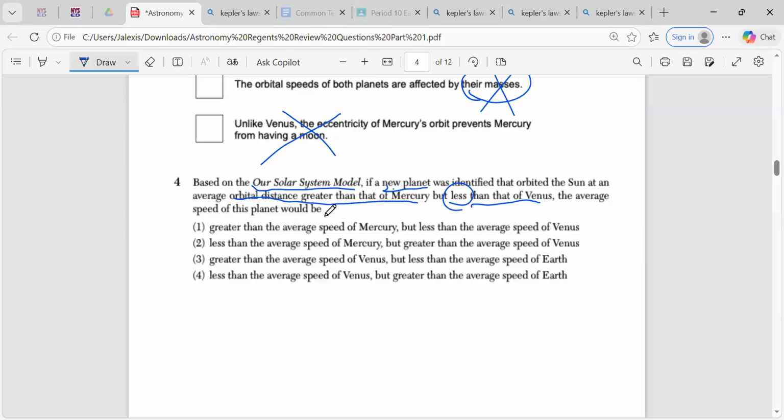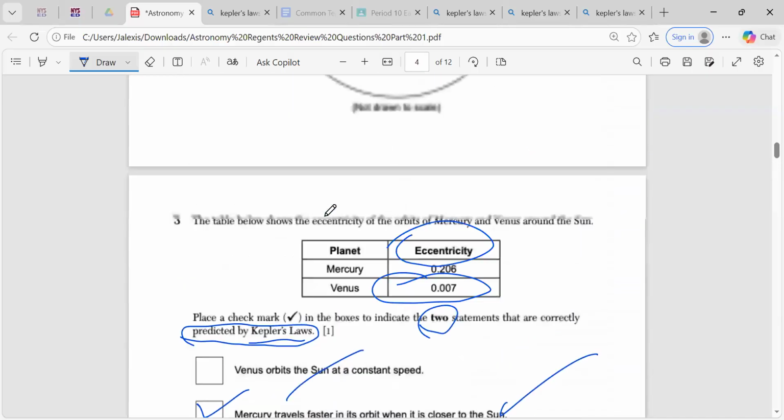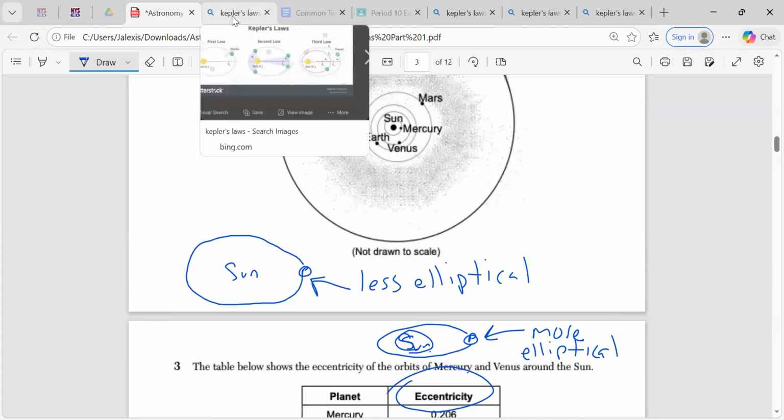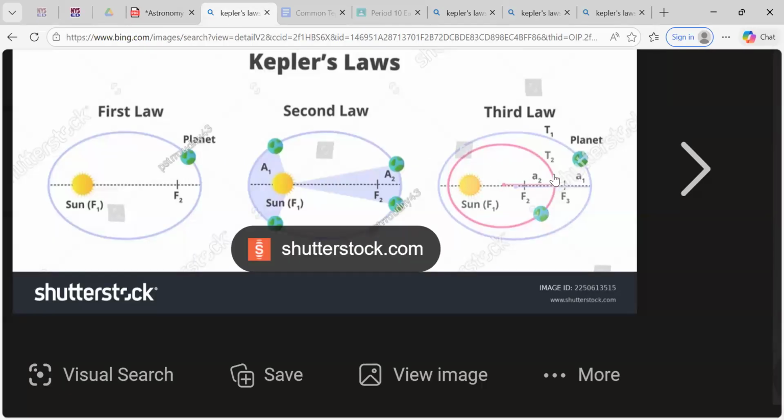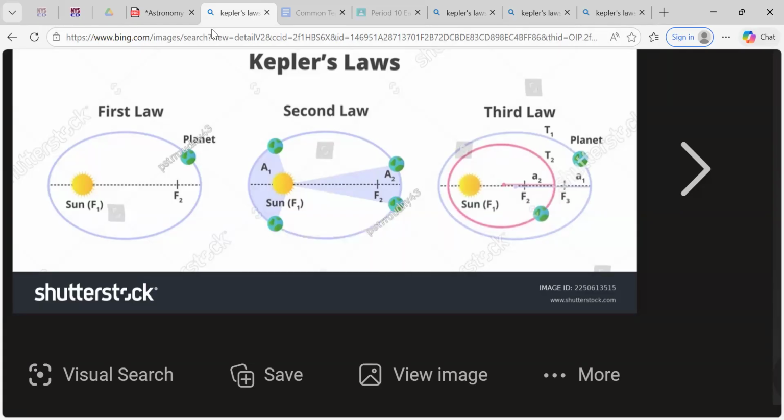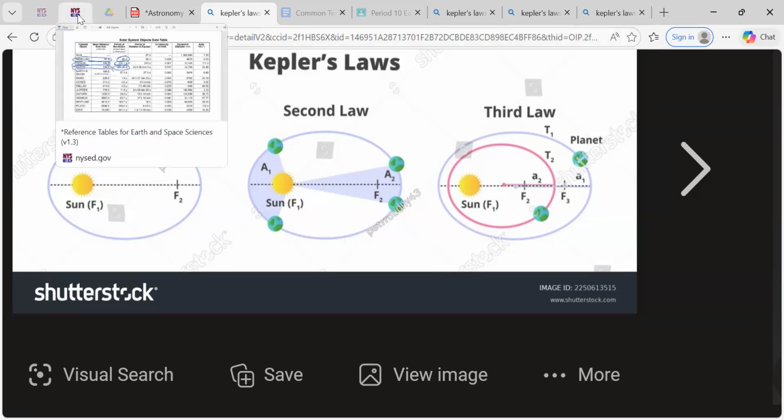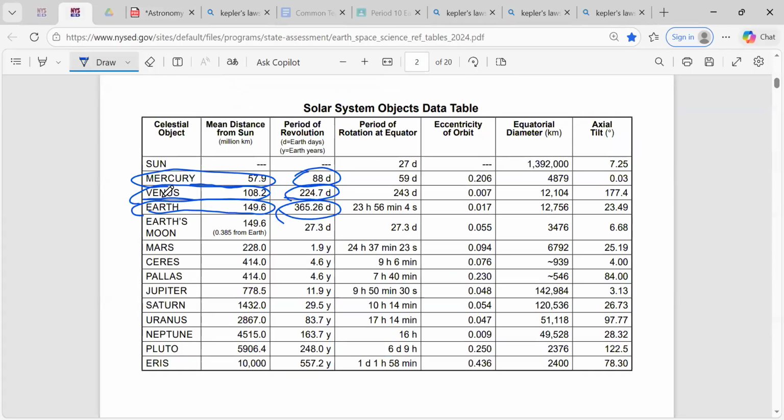All right, so let's take a look. And remember what we said about Kepler's third law. The third law states that the farther a planet is from the sun, the longer it's going to take to go around the sun. That means it will generally have a lower average speed. Even when we look at our reference tables real quick, I highlighted Mercury, Venus, and Earth in order of distance from the sun.